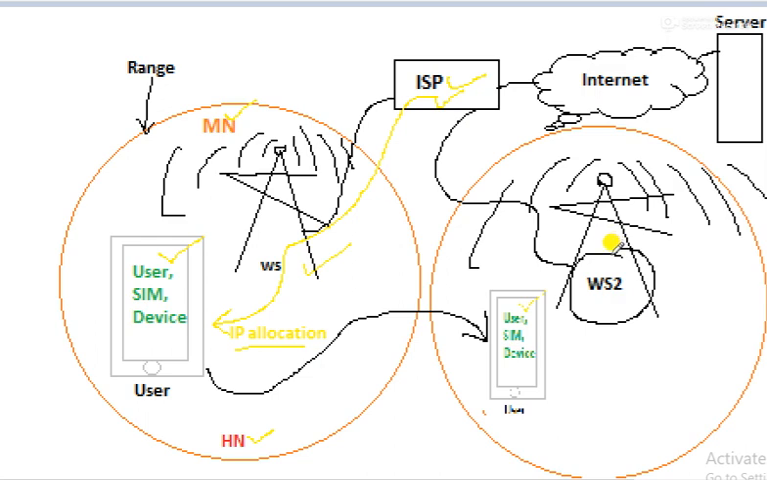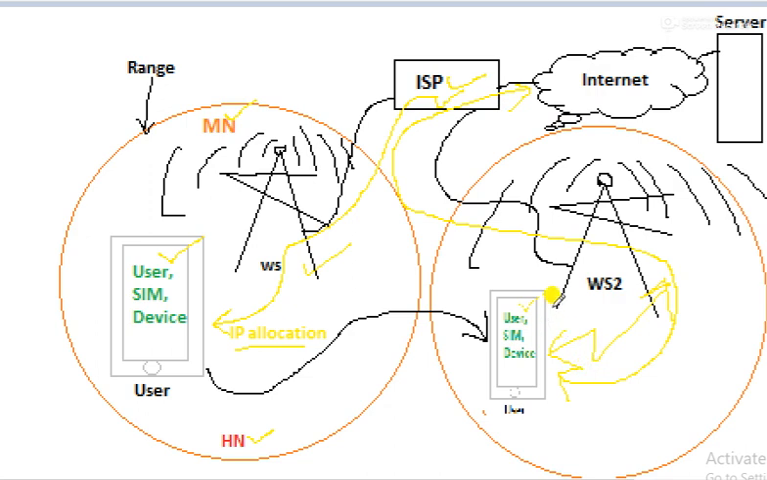Okay, so right now again the same thing will happen. Again this user will try to continue with the previous session, that is, it will try to deliver the same information through this wireless station to the internet service provider and so on.